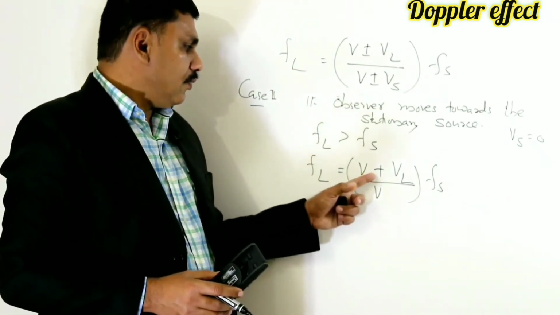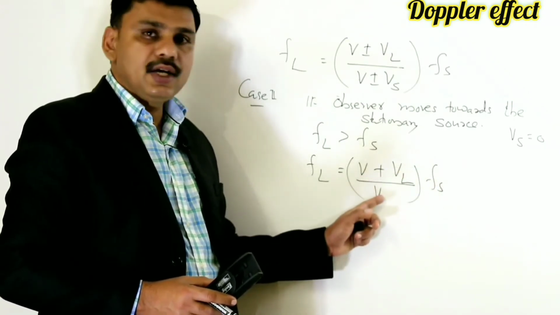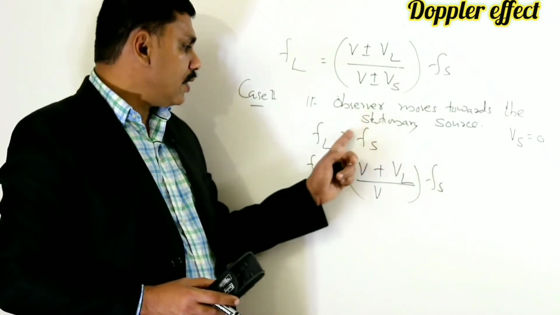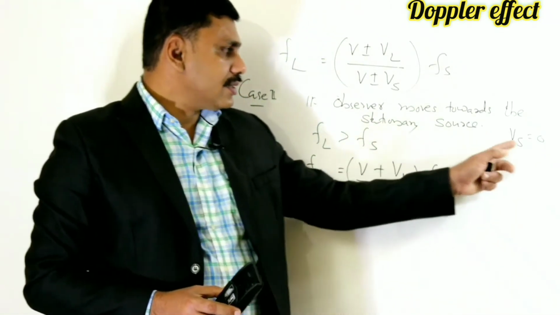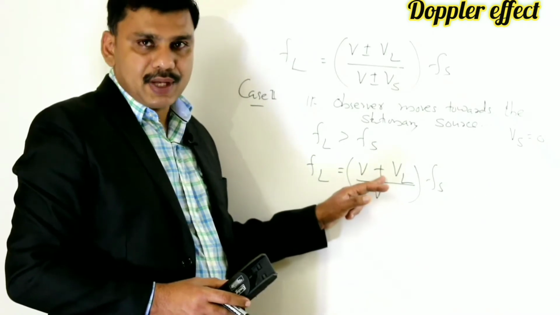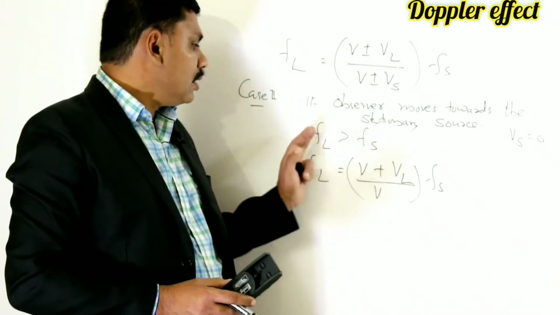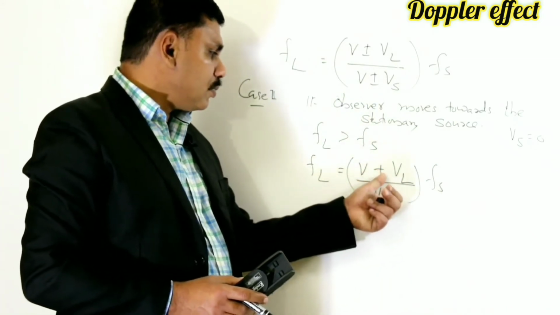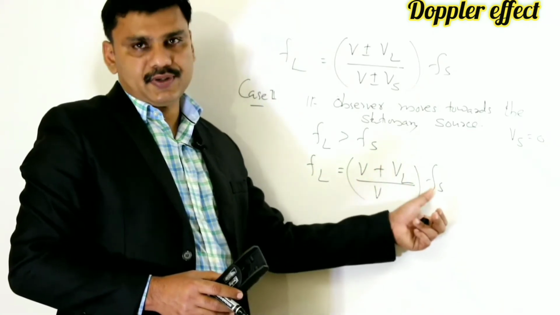So here (V plus VL) divided by V into Fs. Here the observer is moving towards the stationary source, so Vs is 0, the speed of the source is 0. Here the numerator becomes plus. What is the reason? The numerator can be plus or minus, but here it will be plus, because the frequency heard by the listener will be more than the actual frequency. So you must put plus here. So FL will be (V plus VL) divided by V into Fs.